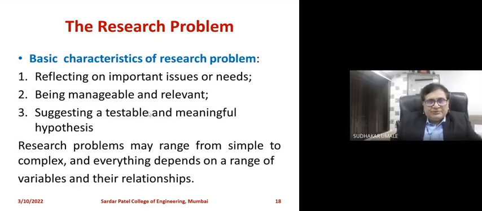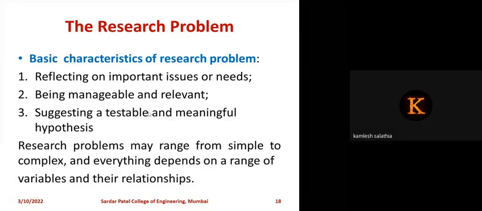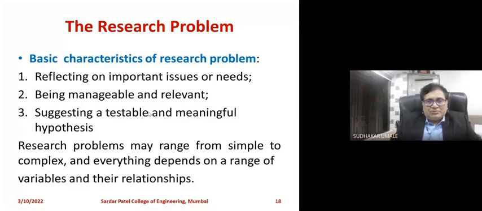Okay. So I will explain these characteristics. First, reflecting on important issues or needs. Many researchers do not know what the important issues or needs are in their research work, and hence that should be reflected in a proper way before you start. Second is being manageable and relevant. So you select the research problem in such a way that the research work must be manageable within the period, and that research may be relevant to the topics.